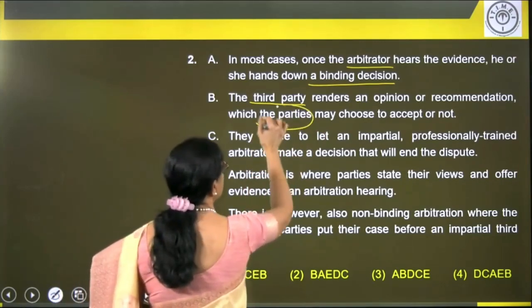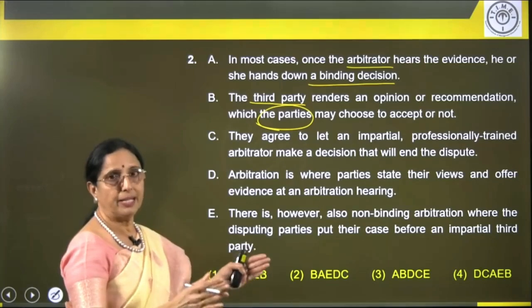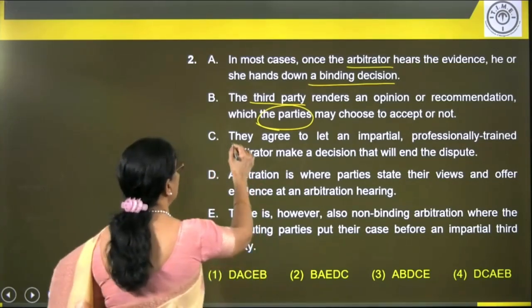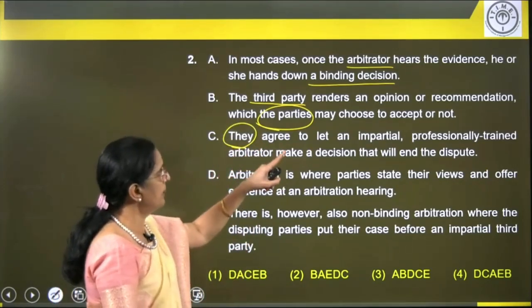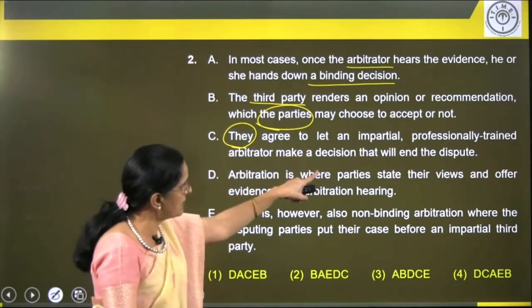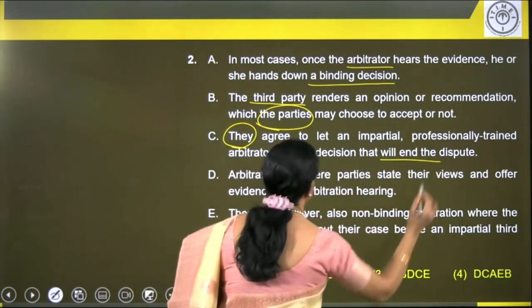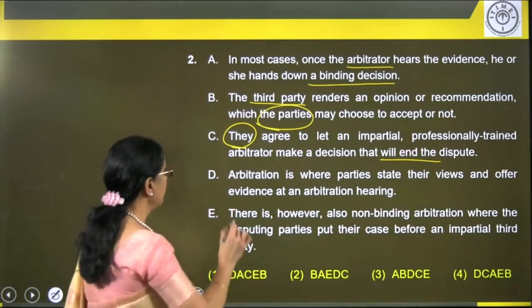The parties, right? The opposing parties, the parties which are in dispute. They agree. Pronoun, never ignore the pronouns. They agree to let an impartial, professionally trained arbitrator make a decision that will end the dispute. Who are they here? The two parties.